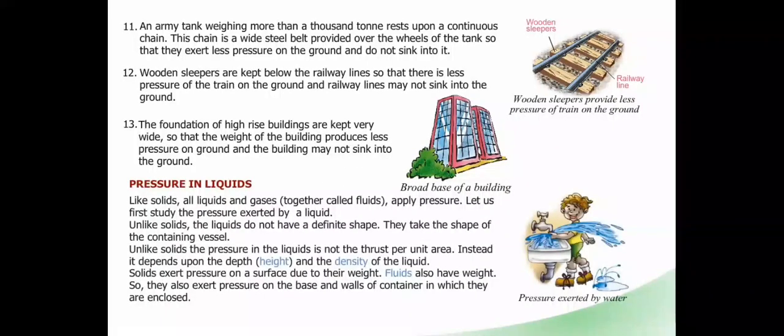Again, an army tank weighing more than 1,000 tons rests upon a continuous chain. This chain is a wide steel belt provided over the wheels of the tank so that they exert less pressure on the ground. Now, pressure in liquids.